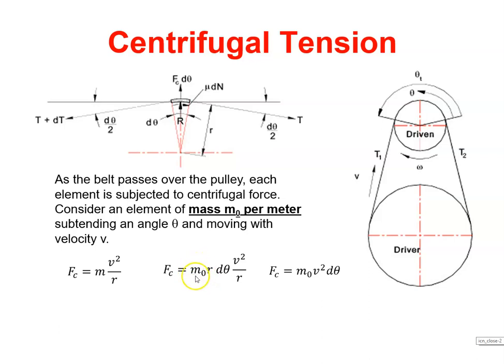So if I'm looking at a particular section, it's the mass per meter, and I need to know what is the distance. Okay, so what is this distance here? We know that distance is the radius times the angle in radians, so r times d theta. Multiplying the distance by the kilograms per meter gives me the kilograms. That's the mass, over v squared over r. The r's will cancel out, so my centrifugal force is m0 v squared d theta. We just have to remember that for a minute or two, and we'll come back to it.